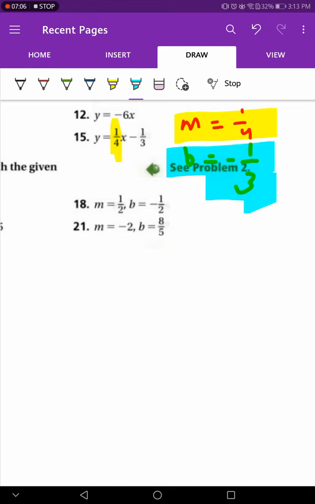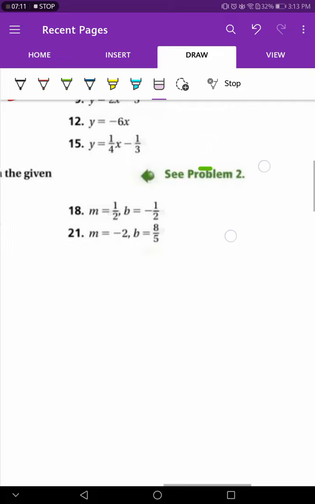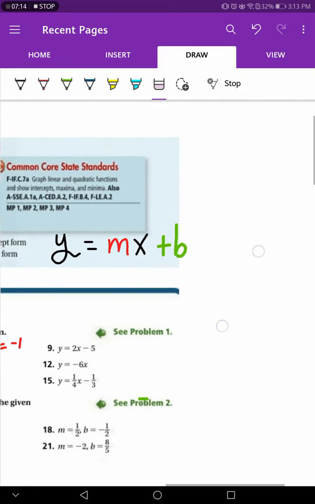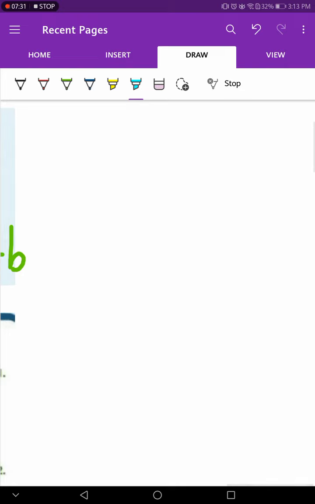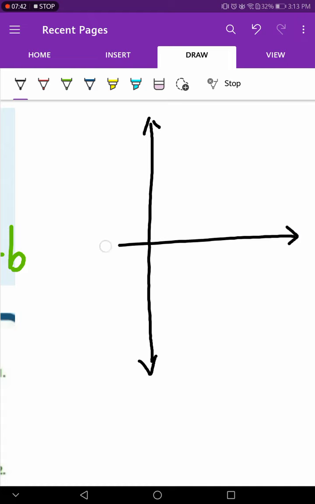Okay, let me tell you something here before I move to the next exercise. It is for your benefit. Now y equal mx plus b. The m is the slope, and the b, you said, teacher, is the y-intercept. What do we mean by the y-intercept? The y-intercept means, you know, the y-axis, the vertical line in the xy coordinate axis. This is the y-axis, and this is the x-axis. You remember this, yes?